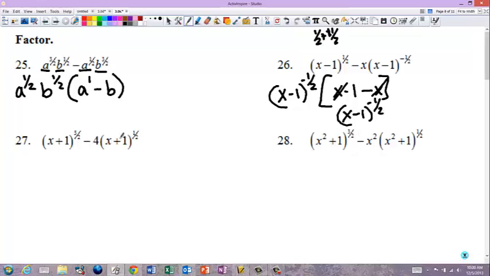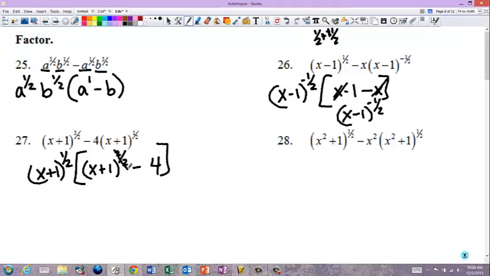Here, the biggest thing I can take out of both is the 1/2. So x plus 1 to the 1/2. What's left? Well, I had 3/2. I took 1/2 away, so that leaves x plus 1 to the 2/2 minus 4. Well, this is just 1, so it ends up being x minus 3 times x plus 1 to the 1/2.